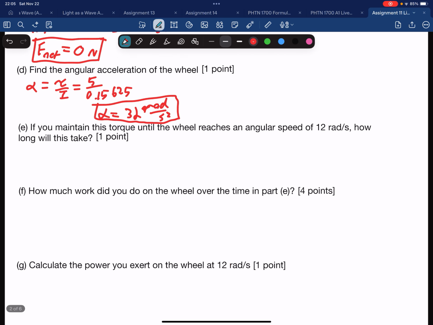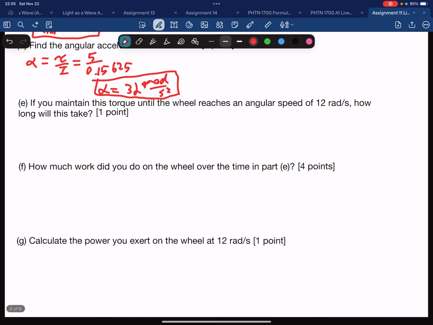E, if you maintain this torque until the wheel reaches an angular speed of 12 radians per second, how long will this take? So, rearranging one of our equations from the formula sheet, we get time is equal to omega over alpha. We are going to use the 12 radians per second we were just given, and the 32 we just calculated to get a time of 0.375 seconds.